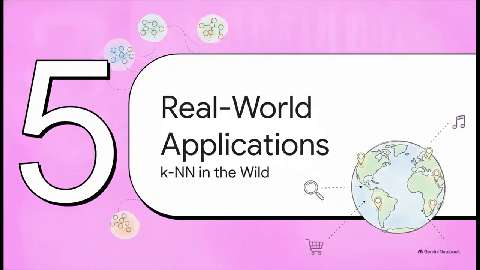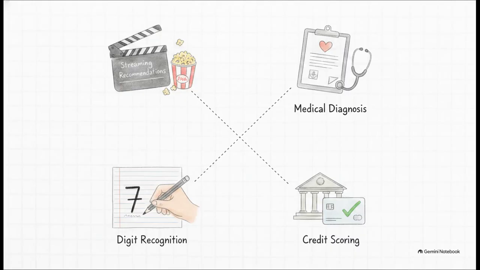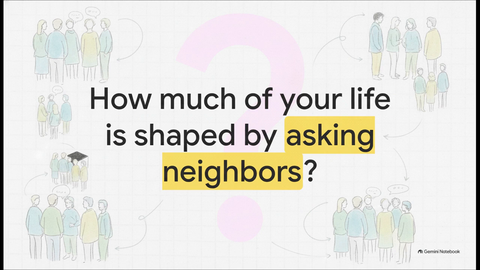Finally, Section 5, Real-World Applications. So, knowing all this, where is KNN actively working behind the scenes in your life right now? Well, when a streaming service suggests your next favorite movie, it's often just finding users with similar watch histories, your viewing neighbors. In medicine, doctors use it to compare a new patient's lab results to historical records to predict health risks. It's used in handwritten digit recognition by comparing pixel patterns. It's even used in credit scoring, evaluating your loan application by assessing the financial behavior of the most similar past borrowers.